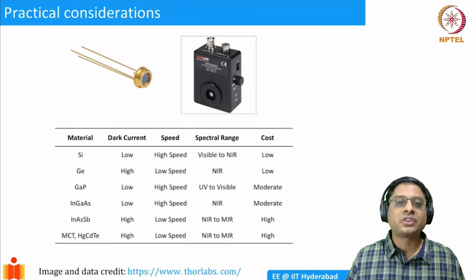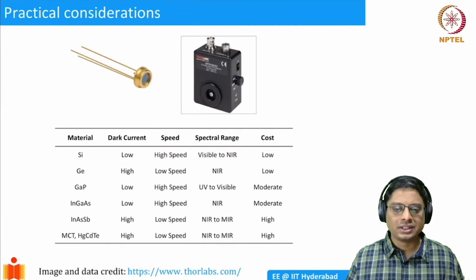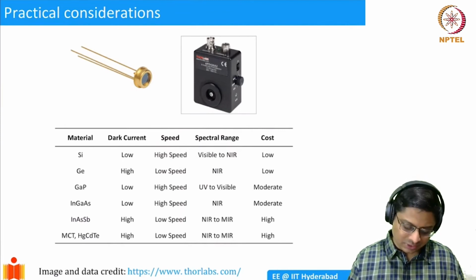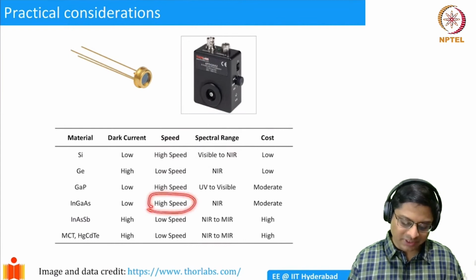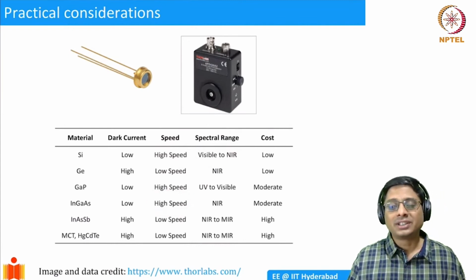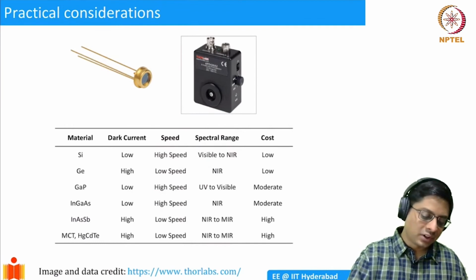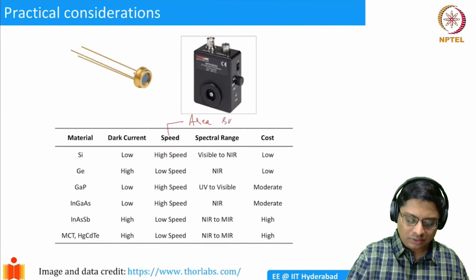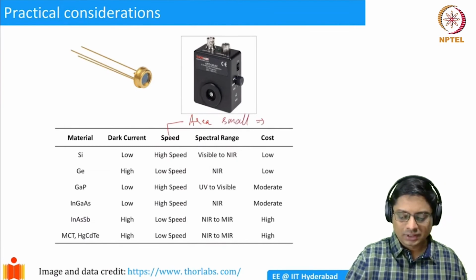Another important parameter is how fast it can operate. Okay. Some of them are high speed. For example, silicon or these III-V semiconductors can be high speed sometimes. And one of the parameters that influences the speed is the area of the photodetector. Area small implies high speed.